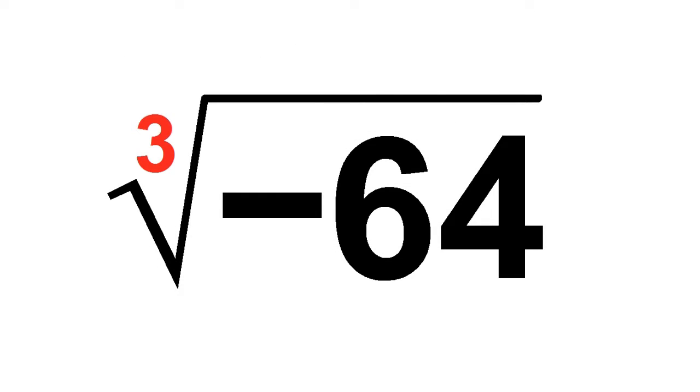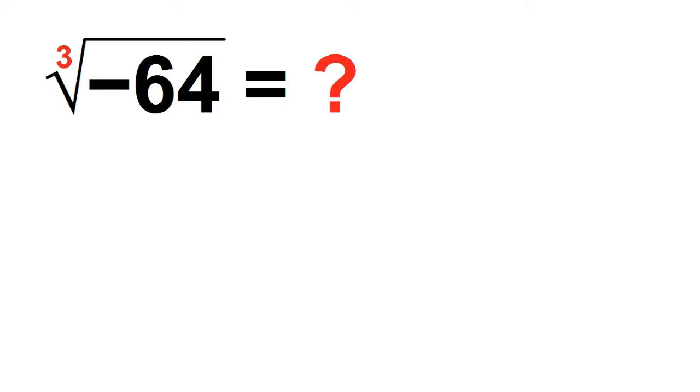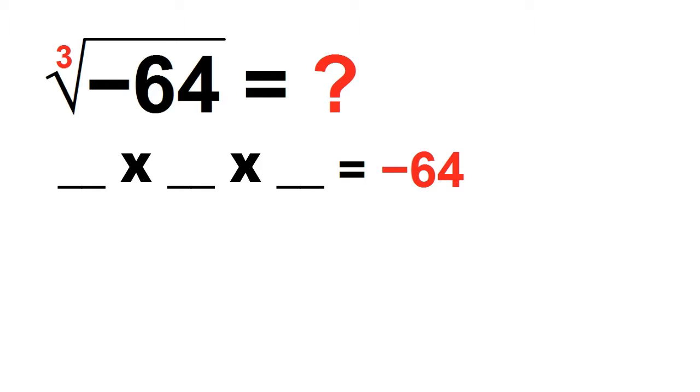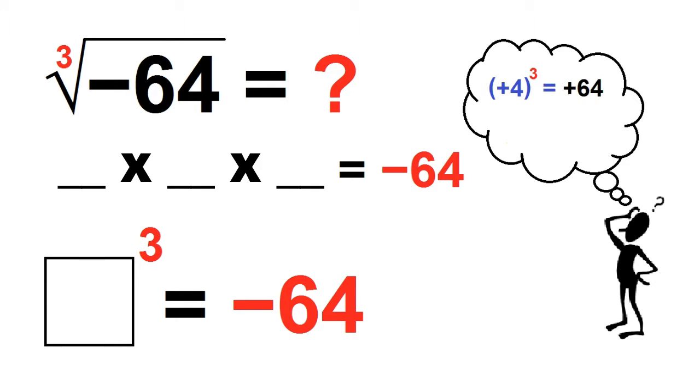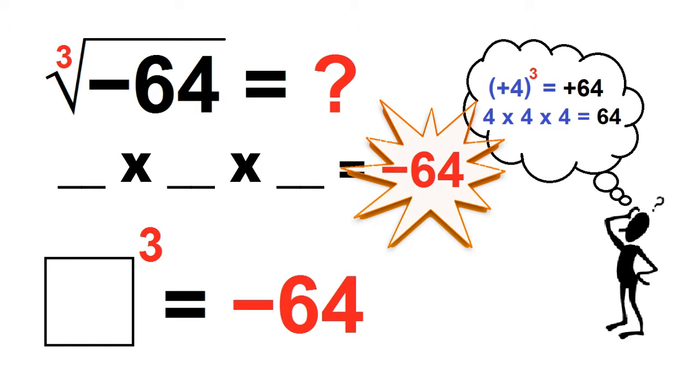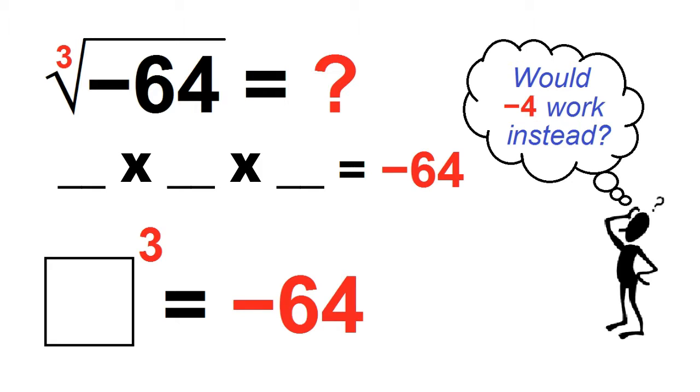But what about the cube root of negative 64? That means that we're looking for a number that, when multiplied by itself 3 times, is equal to negative 64. Blank cubed is negative 64. Can we put anything in the blank to make this work? Well, positive 4 cubed is positive 64. 4 times 4 times 4 is 64. But if we want a negative 64, could we try it with negative 4s?